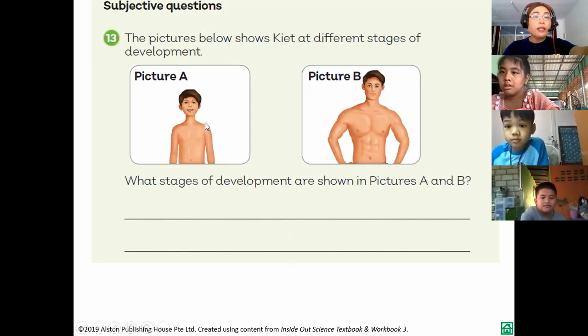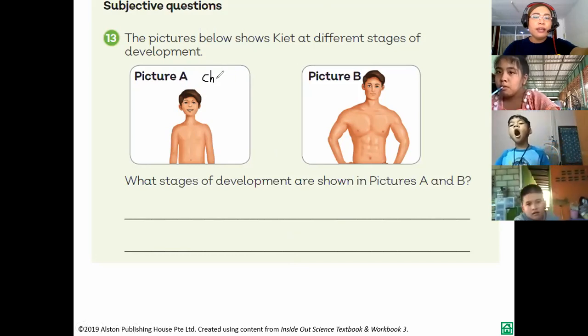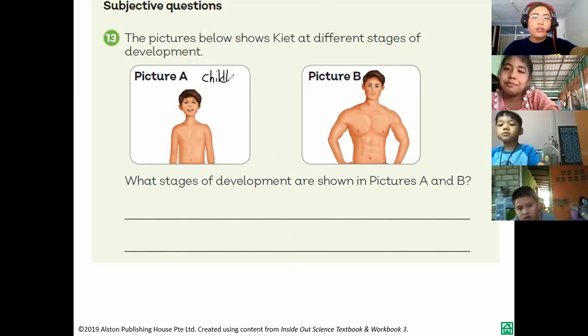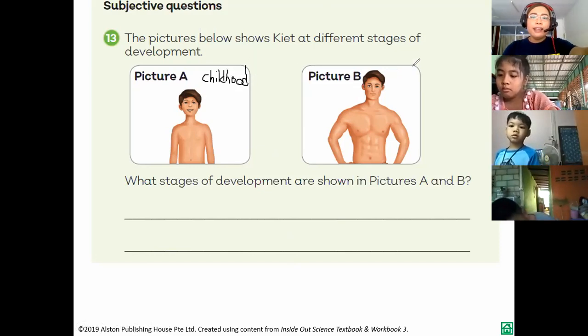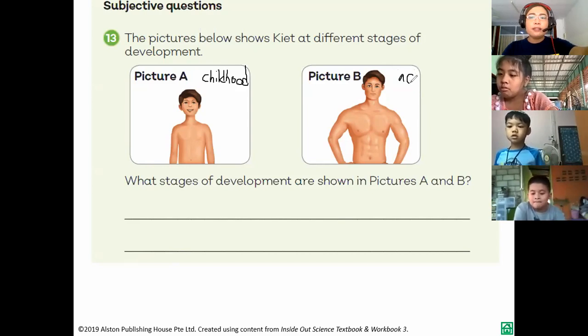This one is childhood. Childhood is from 3 to 11 years old. And picture B, what stage? What do you think? Adulthood. This one is adolescence.